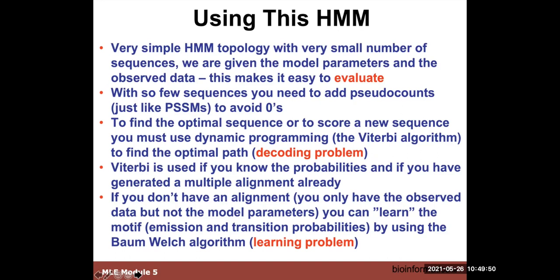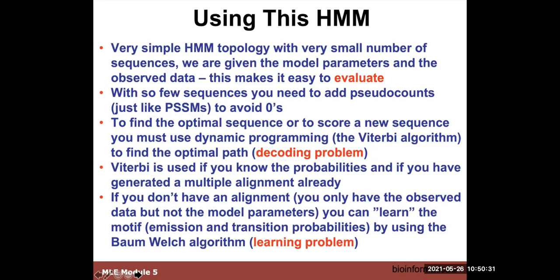In situations where you don't have an alignment, and this is more frequent in not only sequence motifs, but in general for most hidden Markov models, you can learn the transition and emission probabilities. In our case, because we had an alignment, we could calculate the emission and transition probabilities. But if you don't have an alignment, you can use a learning algorithm, called the Baum-Welch algorithm, to estimate the emission and transition probabilities. And so that's the learning problem.